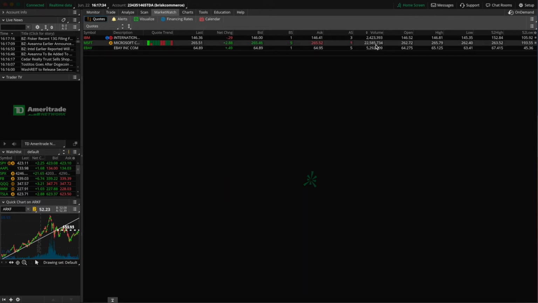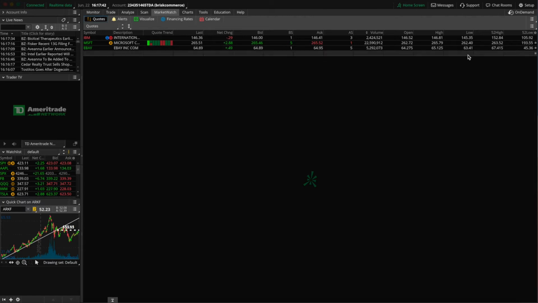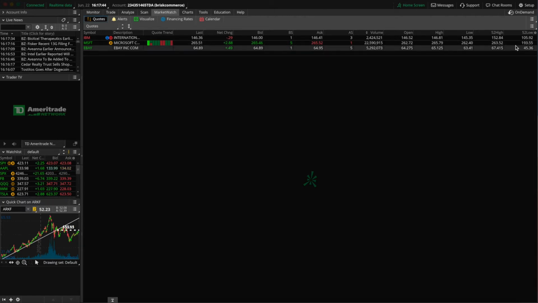Now, you can also see the daily volume, you can see the open price, aka what price the equity opened at, you can see what it closed at, the 52-week high and the 52-week low.